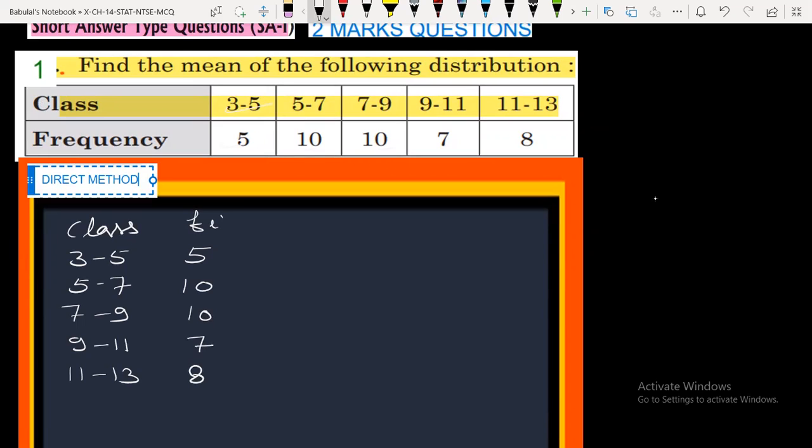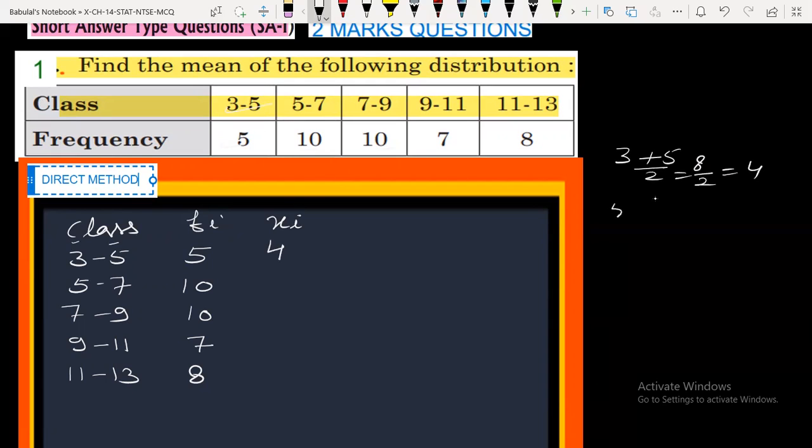It is already given in the question, but now we also have to draw one more column, that is xi. Xi stands for class mark. Class mark means mid value of the class. So first class is 3 to 5. So add lower limit plus upper limit divided by 2. Lower limit is 3, upper limit is 5. Add these two and divide by 2. That is 8 by 2. This is 4. So write here 4.